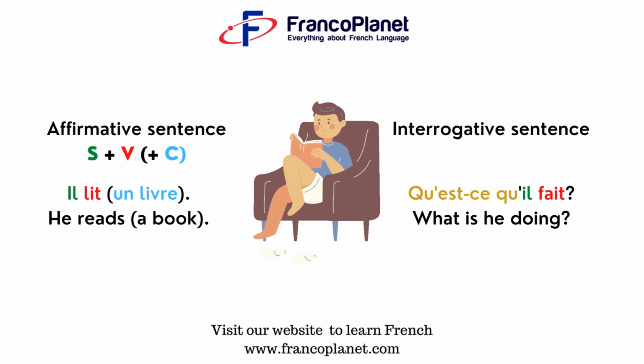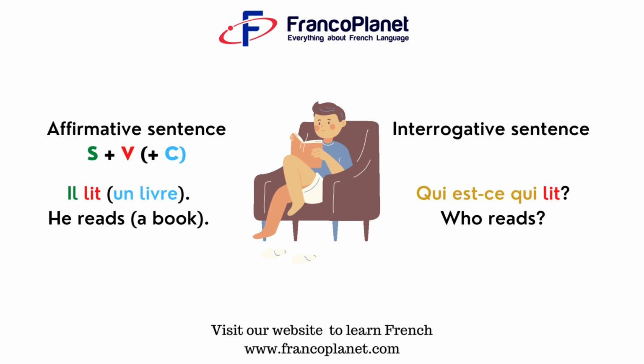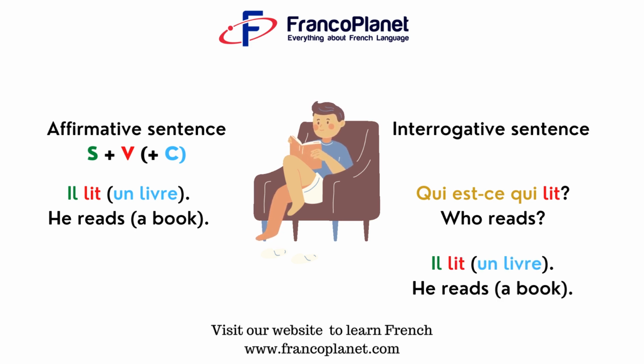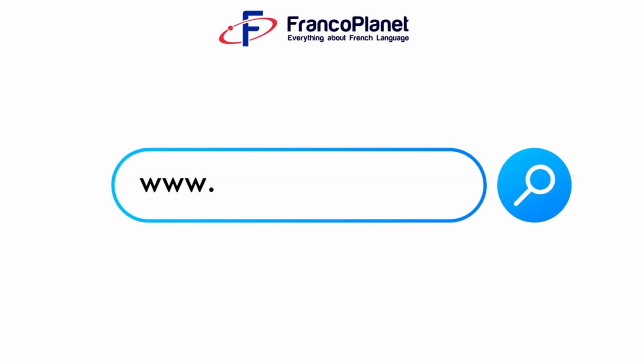What is he doing? Il lit un livre, or il lit simply. He reads a book, or he reads. If we want to know who is reading now, then we'll ask the question, qui est-ce qui lit? Who reads? He reads. Il lit. Il lit un livre. This is a question to get new information, so the answer will be a complete sentence containing the information asked.